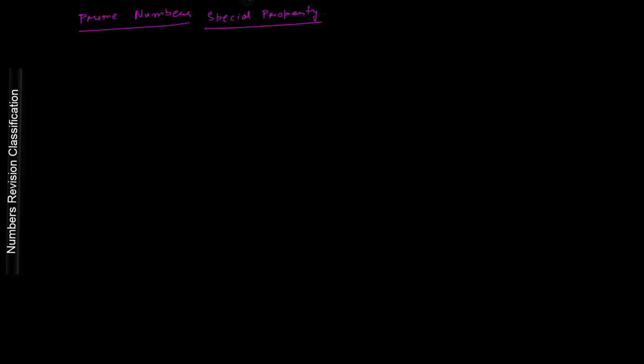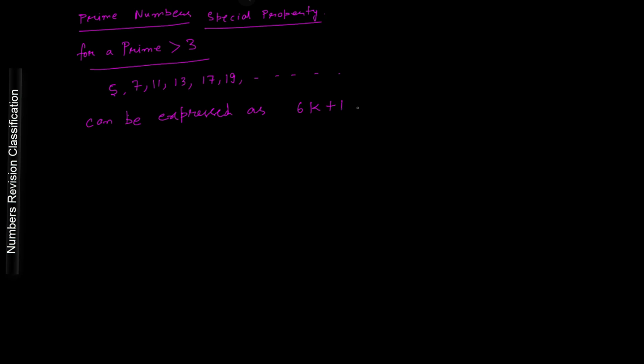Now a little bit more on prime numbers. There is a special property for a prime number greater than 3. You need to understand this really carefully. For all the prime numbers greater than 3, that means other than 2 and 3, all the other prime numbers, 5, 7, 11, 13, 17, 19, all of them, can be expressed as either 6k plus 1 or 6k minus 1. This is a really important thing to understand and remember.